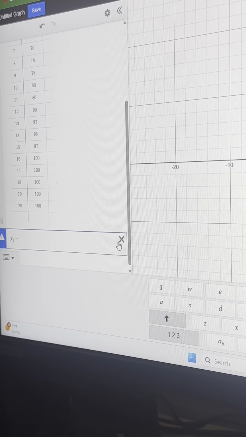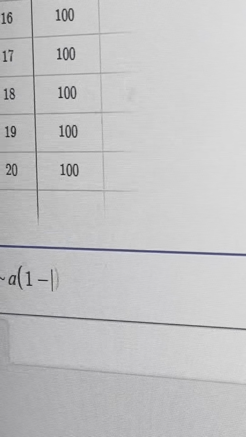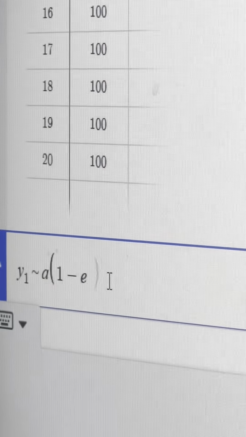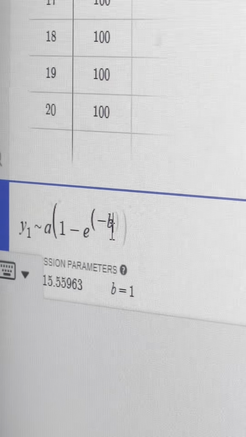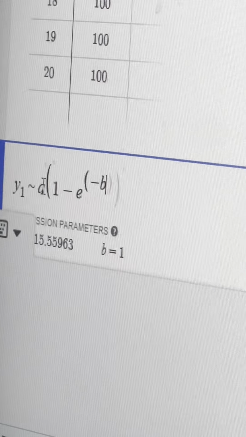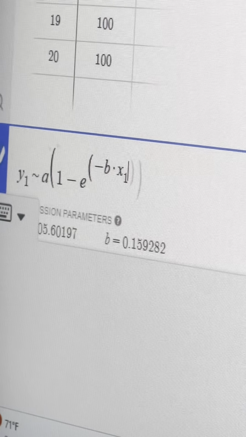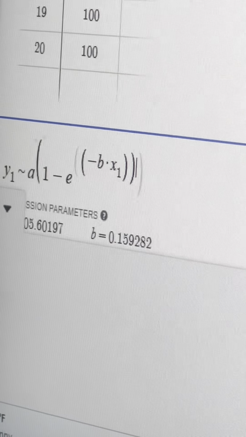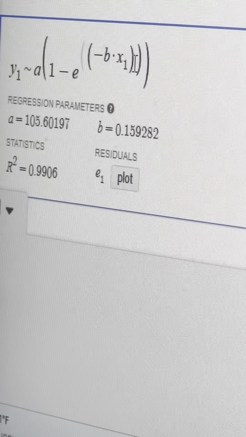approximately 2a in parentheses 1 minus e to the negative b times x. So 1 minus e to the negative b times x1 times x1 parentheses. Like that. Oh, too many. Perfect. There we go.